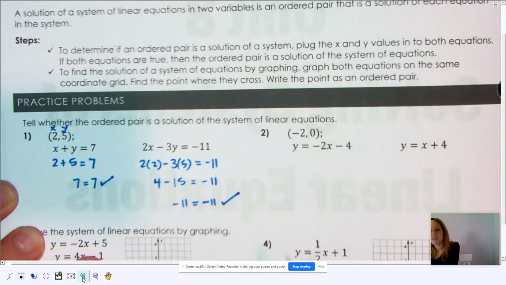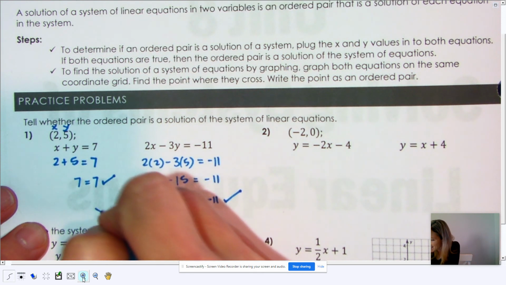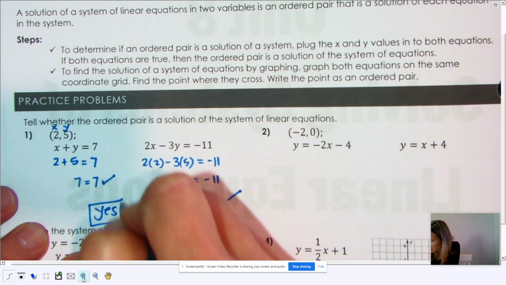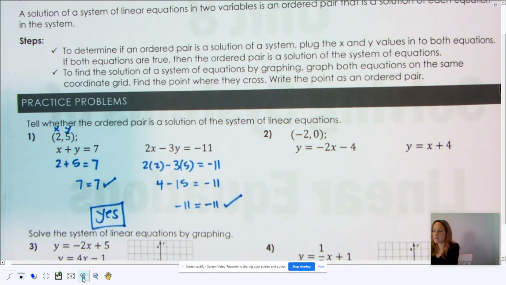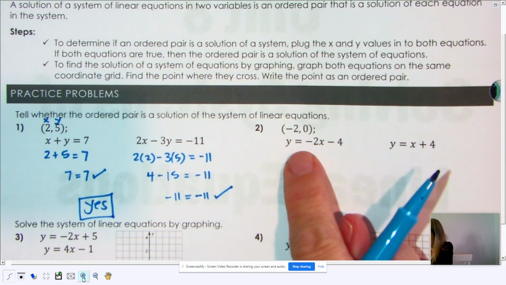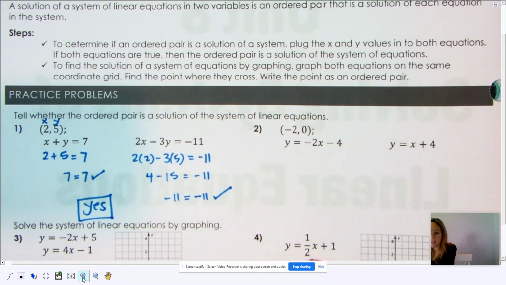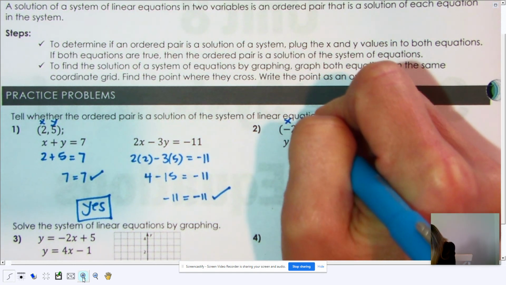So because it is true for both equations, then I would say yes, (2, 5) is a solution to the system of linear equations. Okay, let's try another one. These ones were written in standard form. These ones are written in slope-intercept form where the y is by itself. Okay, so again, this is x, this is y.